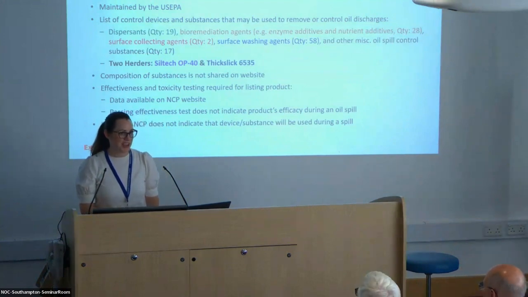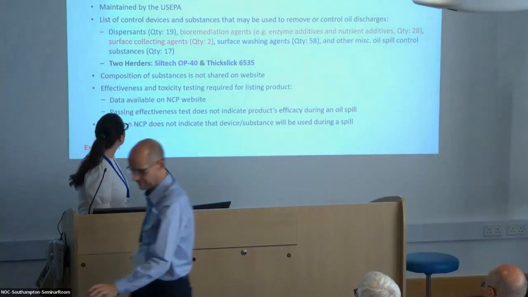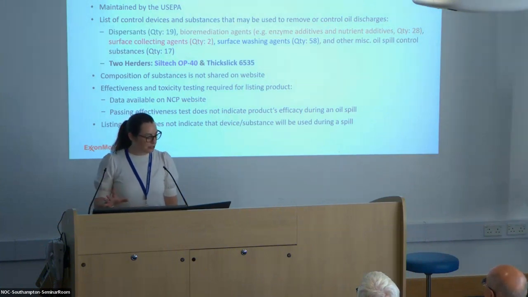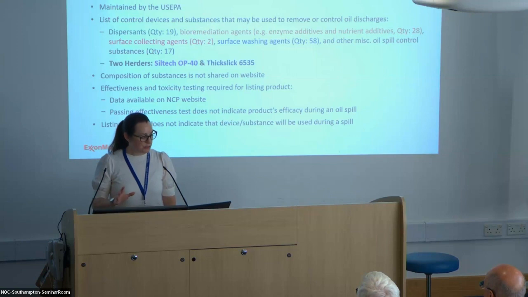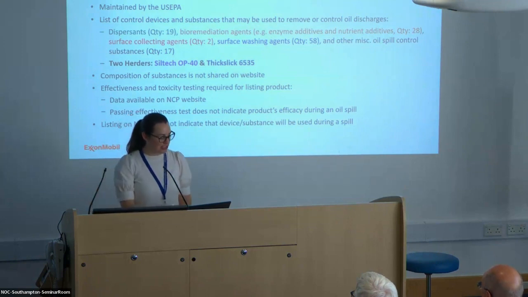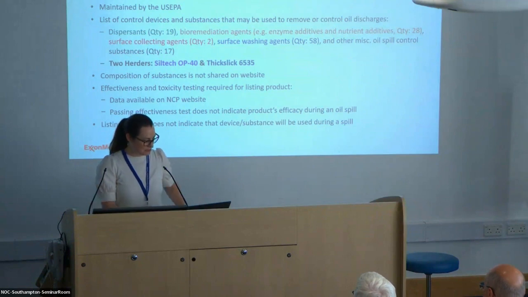Yesterday, Tim Stefik did a great job going through what the NCP Subpart J is all about. I don't want to go too much into this, but just to remind you, it is a list maintained by the EPA. It's a list of controlled devices and substances that are used to remove or control oil discharges. Just because something is on the list doesn't mean that it's approved to be used. It's just that it can maybe be approved to be used. There are multiple things: dispersants, bioremediation agents, surface washing agents, and only two herders: Siltec OP40 and Thick Slick 6535.